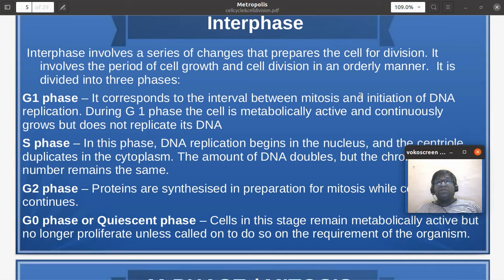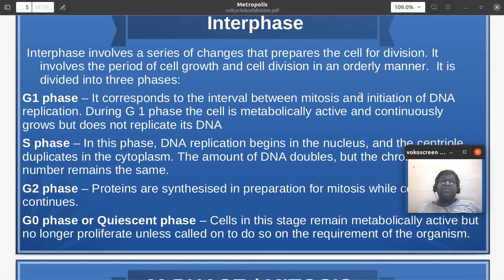You should also remember G1 phase is the interval between mitosis and synthesis phase. So sometimes G1 phase is also called the post-mitotic phase, and G2 phase is called the pre-mitotic phase, that is just before mitosis.